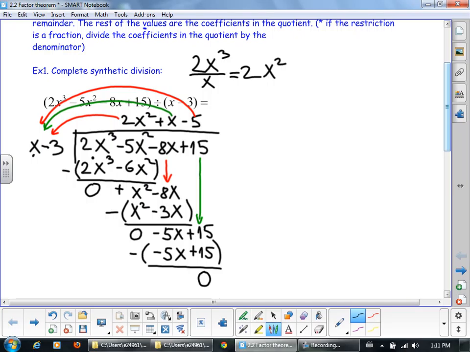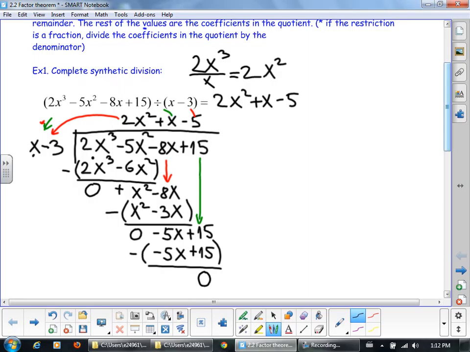So for the answer to this division, I'm just going to erase these arrows at the top so we can see our original question. 2x to the power 3 minus 5x squared minus 8x plus 15 divided by x minus 3 is 2x squared plus x minus 5, with 0 remainder, so we don't have to write anything.